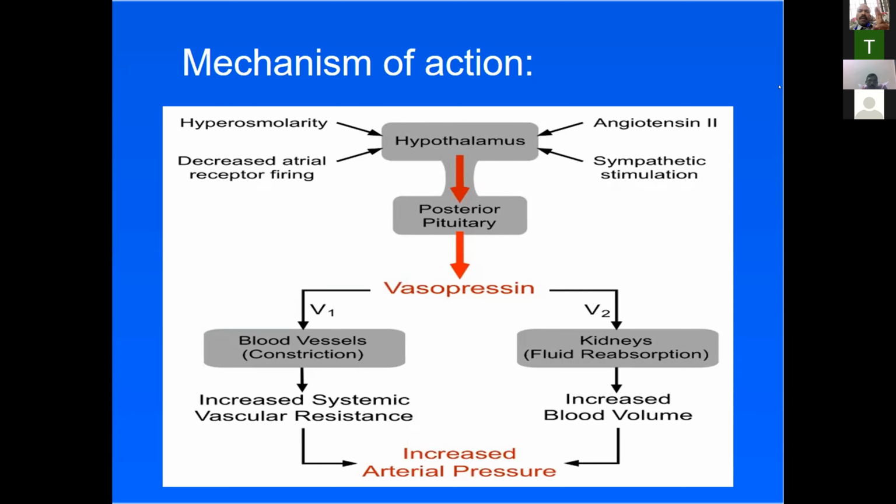So you must keep in your mind, students, vasopressin acts on two receptors, V1 and V2. V2 is in the kidney and V1 is in the blood vessels. In the blood vessels, it produces constriction. In the kidneys, when it acts, it produces fluid reabsorption. And because of that, vascular resistance and blood volume increase. And due to that, increased pressure follows.